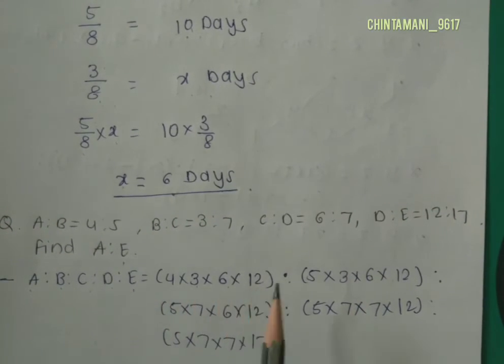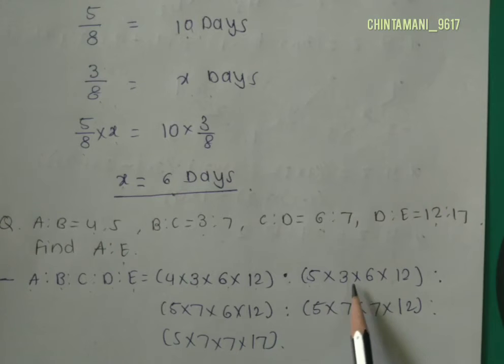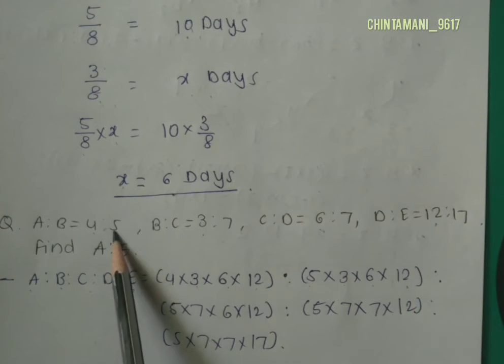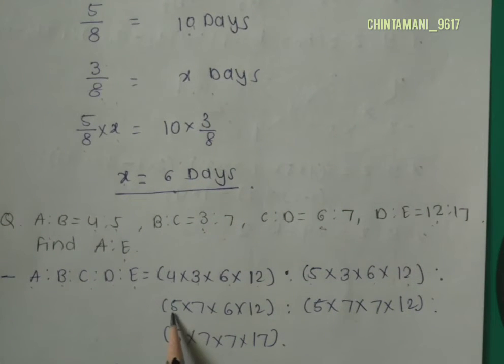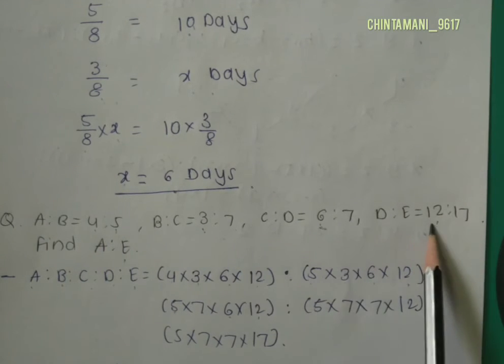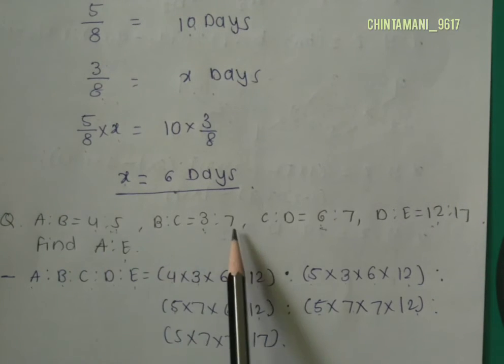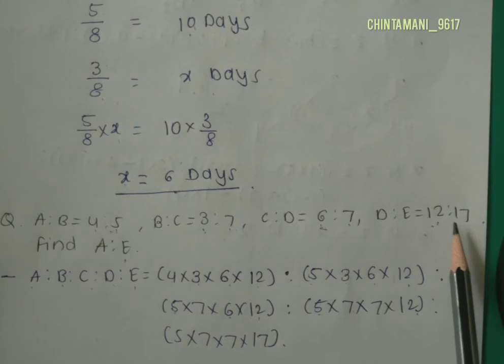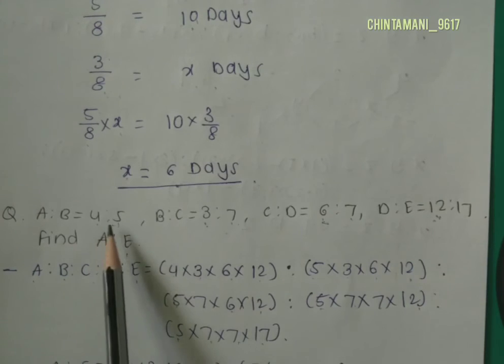So using that formula we write N1, N2, N3, N4, that is 4, 3, 6, 12. Similarly D1, N2, N3, N4. Similarly D1, D2, N3, N4. Similarly D1, D2, D3, N4. Similarly D1, D2, D3, D4. But we have to calculate a as to e, so we will just take these two.